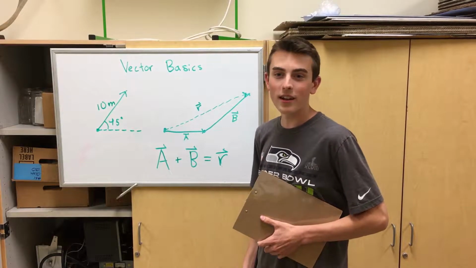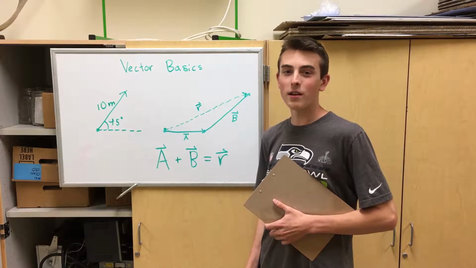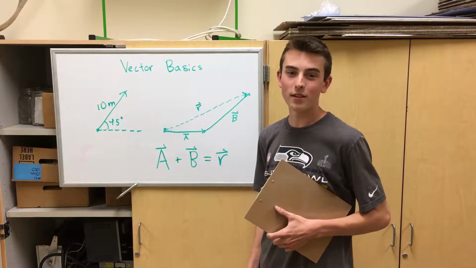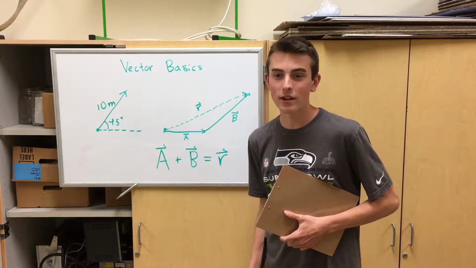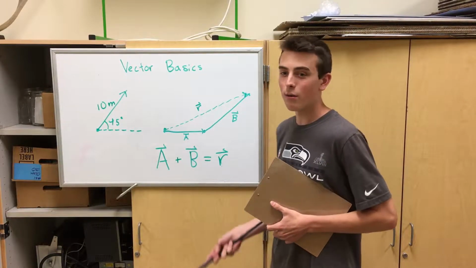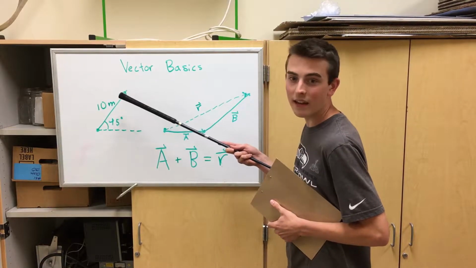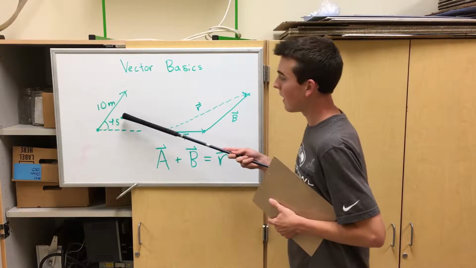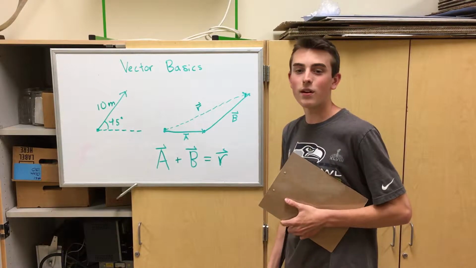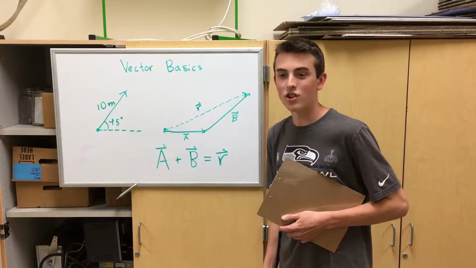Hello, today we're talking vector basics. As you already know, scalar and vector quantities are different. Scalars just have magnitude, while vectors have both magnitude and direction. When drawing a vector, we first draw the tail and then the head of the vector, giving it both magnitude and direction. The second part to vector basics is vector addition.